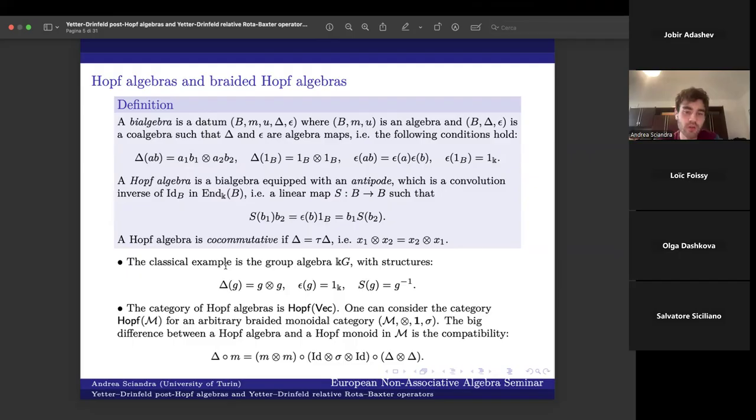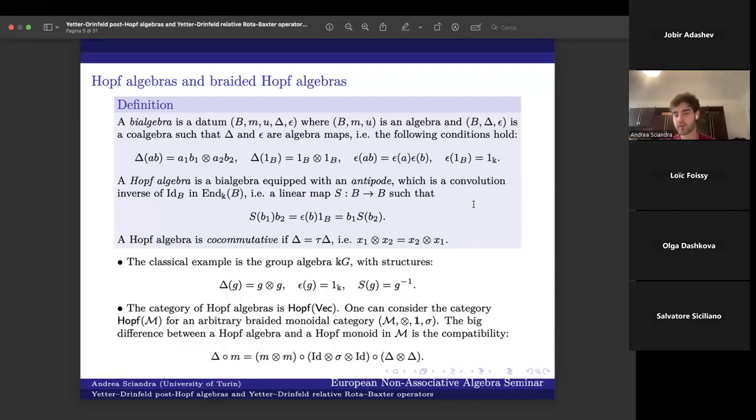A Hopf algebra is cocommutative if the coproduct is equal to the coproduct followed by the twist, the flip map, which on elements means this. So this is exactly the dual condition of being commutative. And the classical example is the group algebra, which is a cocommutative Hopf algebra, where the coalgebra structure is the group-like coalgebra structure. So delta on an element g is g tensor g. The counit on g is the unit of the base field, and the antipode of g is given by the inverse of g.